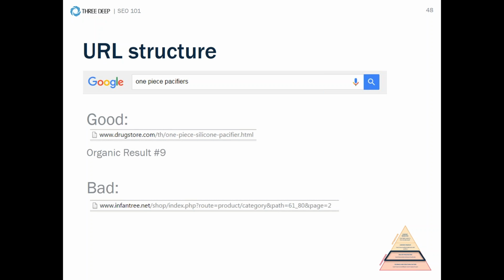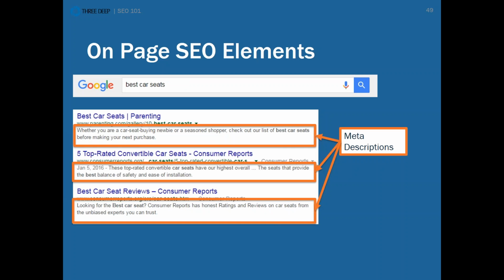Bad example is this, and this page is /shop/index.php, parameter route equals product category path. You know, this is all probably an internal database pulling a result and trying to serve it into a page, into a URL. But unfortunately, as a result, it's organic result number 94. Not many people are going to go 10 pages deep to find what they're looking for. A typical searcher won't, so I would recommend optimization of this URL.